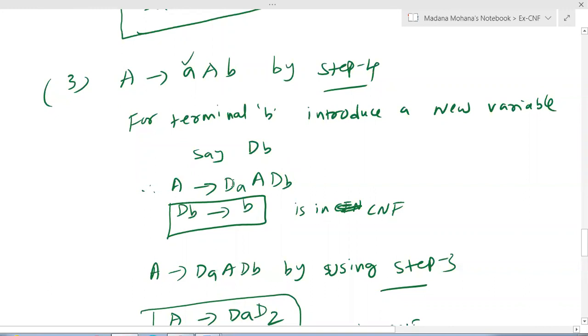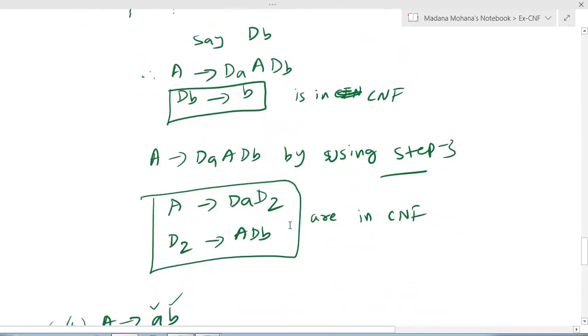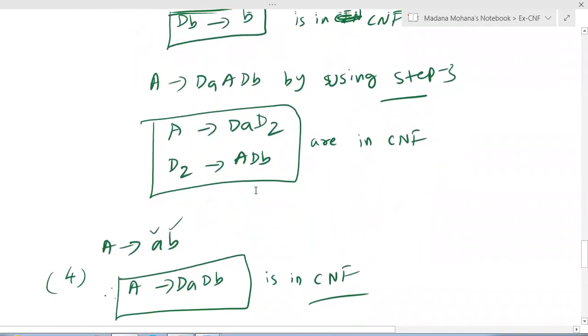Now again, you can apply step 3. Why? Because here more than two variables are there. By applying step 3, now A derives DA, D2. So we have to split it. Now what is D2? D2 derives A, DB. Now these two are in the required form because both contain variables of length 2.